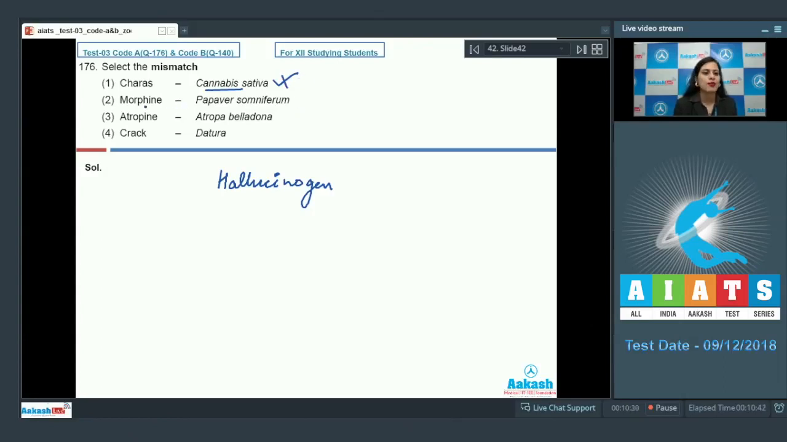The next option is morphine and the match given is Papaver somniferum, and this is a correct match, so cannot be a correct answer to our question because this morphine, which is an opiate narcotic, is obtained from this plant Papaver somniferum. The next option given is atropine and the match given is Atropa belladonna, and this is a correct match, so cannot be a correct answer to our question.